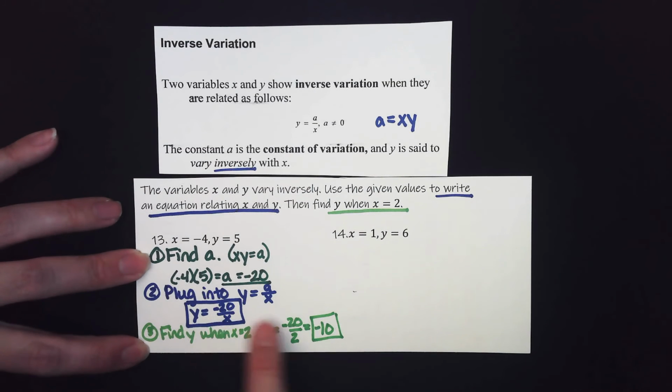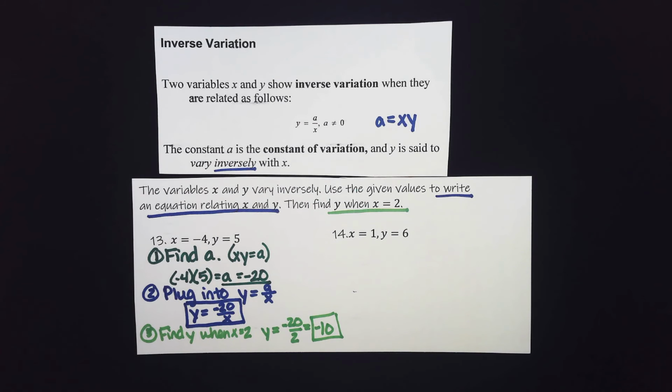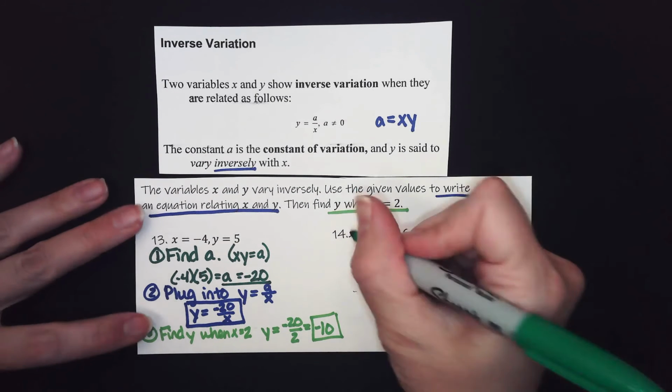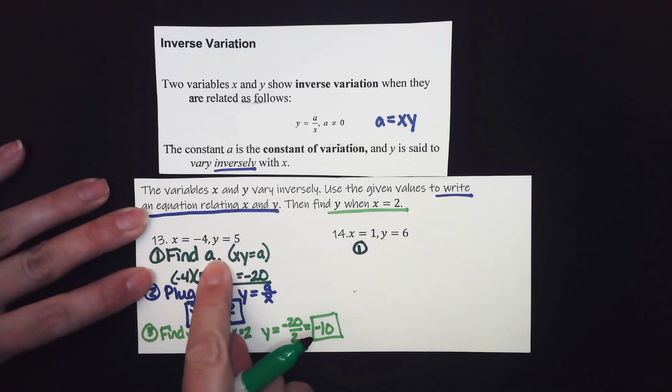Okay, so the two answers that I needed for these are y equals -20 over x, and then y equals -10 when x is 2. Okay, so let's do this again for number 14. So I'm going to do step number 1, and I'm going to find a.